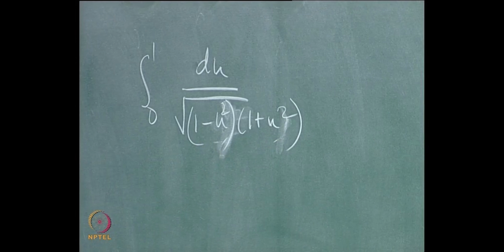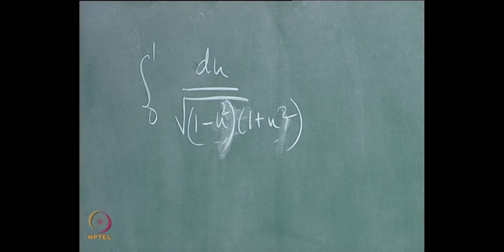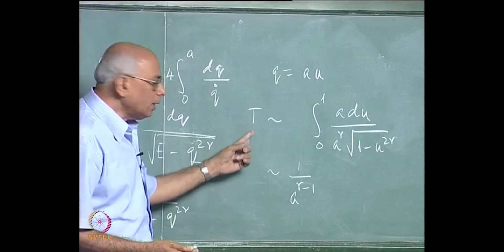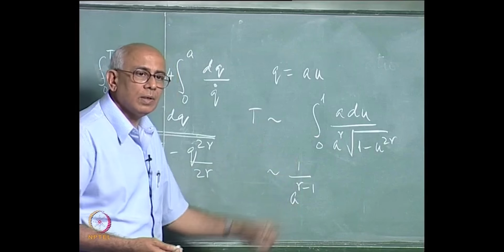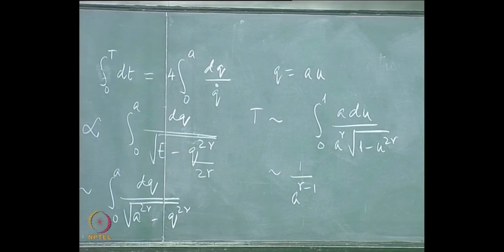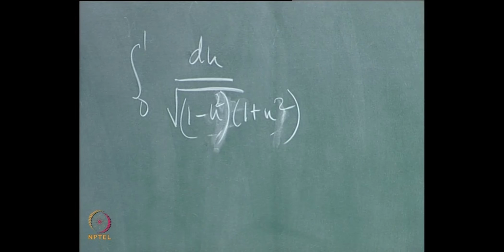So the integral is actually finite, there is no difficulty at all, and it is some gamma function, it can be written down in terms of Euler gamma functions etc. But what we are interested in physically is the dependence of the time period on the amplitude, and that is like 1 over a to the r minus 1. What happens when r is 1? It is independent of the amplitude, that is exactly what the harmonic oscillator is, but for all other r there is a dependence on this index r.